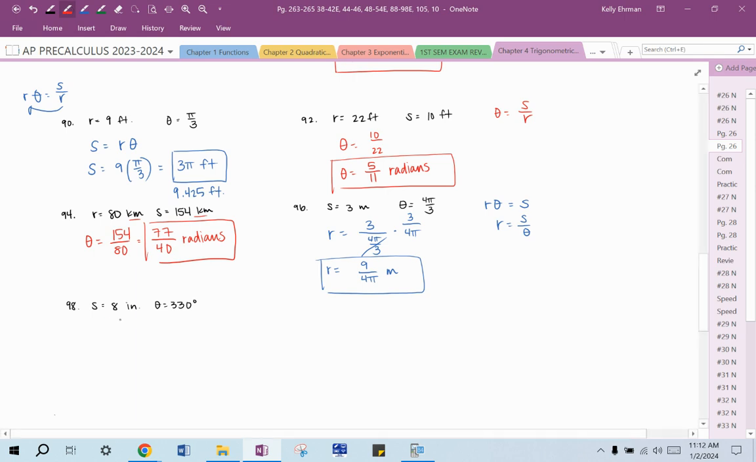Okay, this one, 8 inches, 330 degrees. So again, we would need to convert this. It's pi over 180. So 33 over 18 means that theta is 11 pi over 6. R is equal to S divided by theta. So 8 divided by 11 pi over 6, which is 8 times 6 over 11 pi. 11 doesn't reduce with 8 or 6, so that's 48 over 11 pi. And my answer is in inches for the radius because that's what the arc length was measured in.